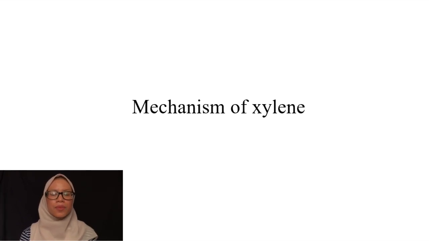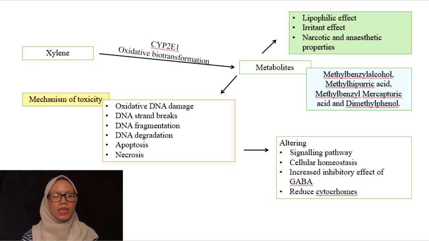Today I will present the mechanism of xylene. Xylene is metabolized into its metabolites through oxidative biotransformation. The metabolites that can be formed from xylene are methyl benzyl alcohol, methyl hippuric acid, and dimethylphenol. These metabolites of xylene have effects on humans, which are lipophilic effects, irritant effects, and narcotic and anesthetic properties.